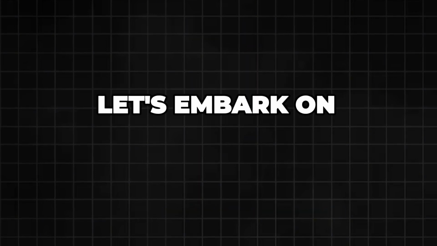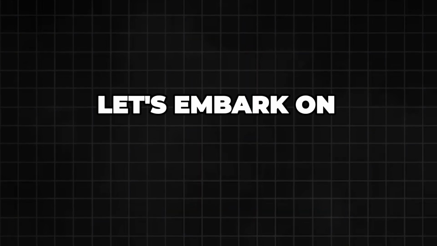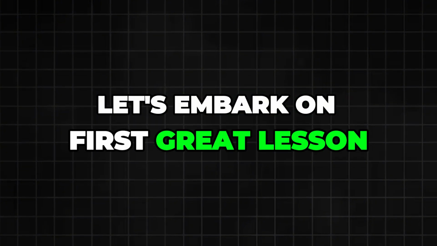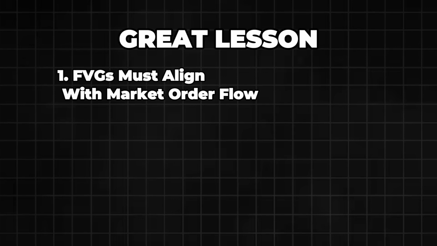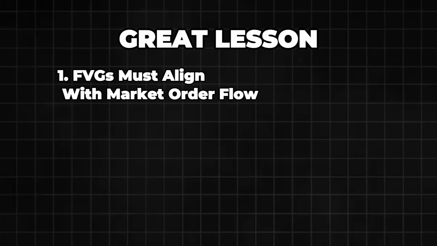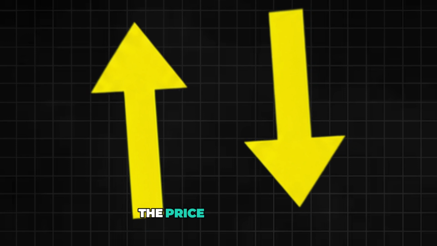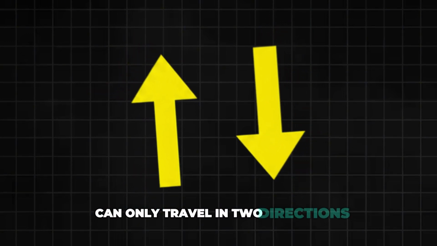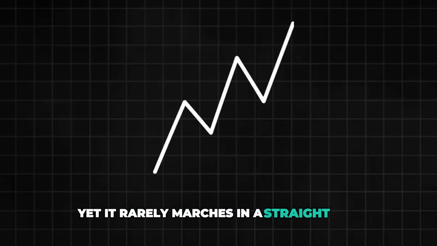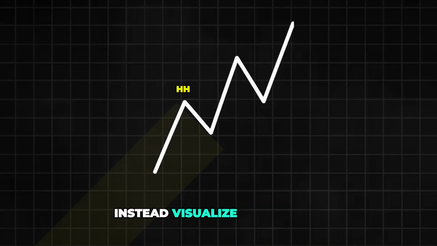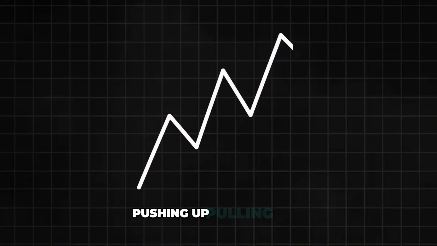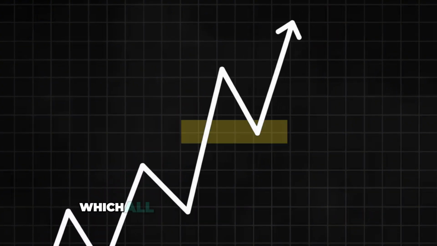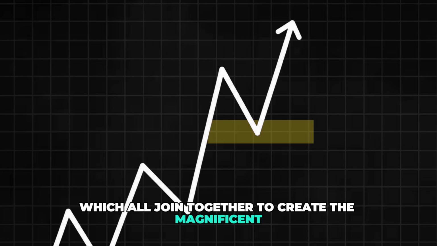Now that we have uncovered the true nature of these anomalies, let us embark on our first great lesson. The first secret is this: you should only ever cast your lot with FVGs that perfectly align with the current order flow of the market. The price, as you know, can only travel in 2 directions, yet it rarely marches in a straight line. Instead, visualize a staircase. It weaves through smaller, rhythmic steps, pushing up, pulling back, and pushing up again, which all join together to create the magnificent larger trend.